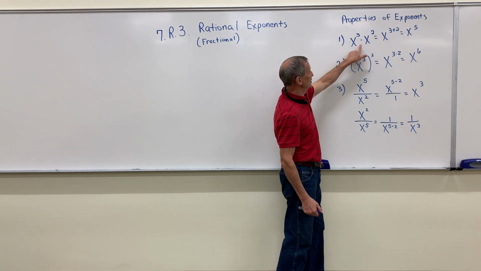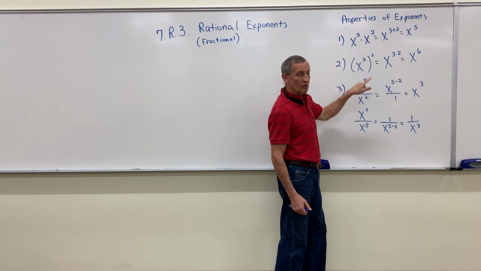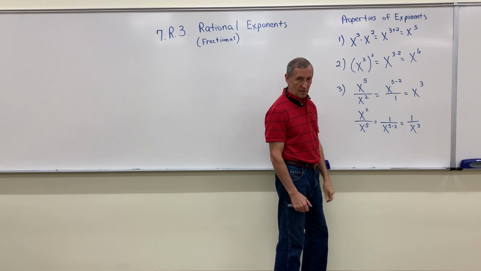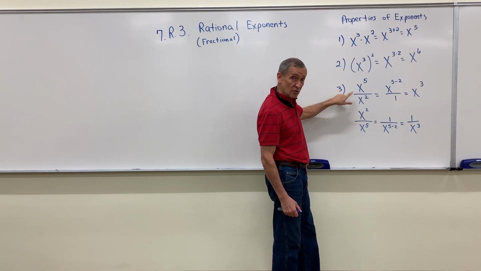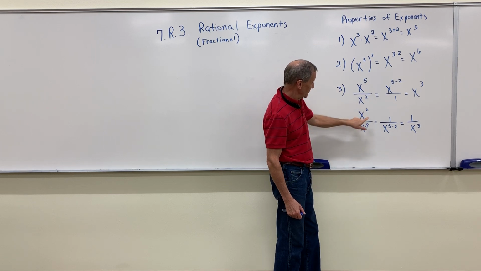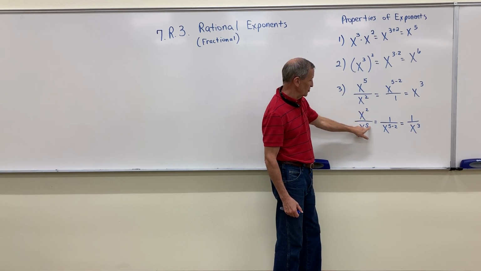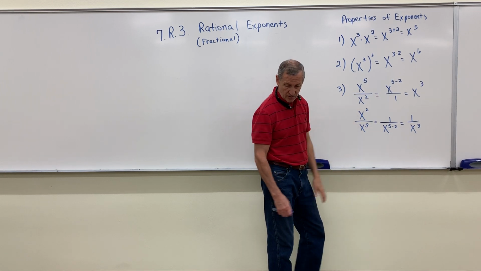You got the same base multiplied, you add your exponents. You got a power taken to a power, you multiply your exponents. You got a ratio, a fraction in which you have the same base, you subtract the smaller from the larger, wherever the larger happens to be. It's not always in the top of the fraction.